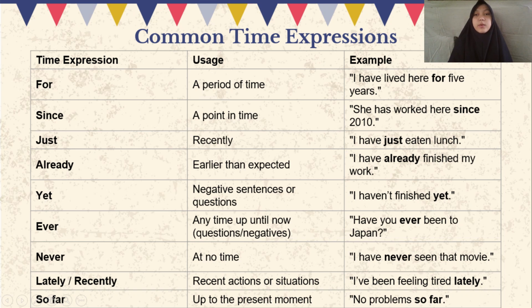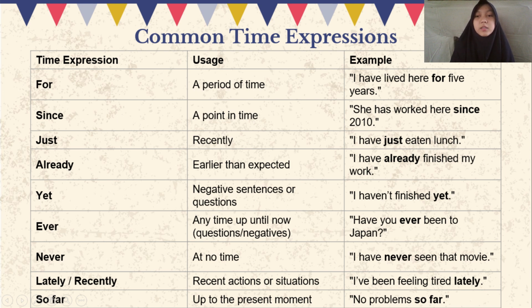Last but not least, we have common time expressions. We have 9 of them. The first one is for. For example, I have lived here for 5 years. And then we have since, a point in time. For example, she has worked here since 2010. And then we have just, or it's about things that we did recently. For example, I have just eaten lunch.